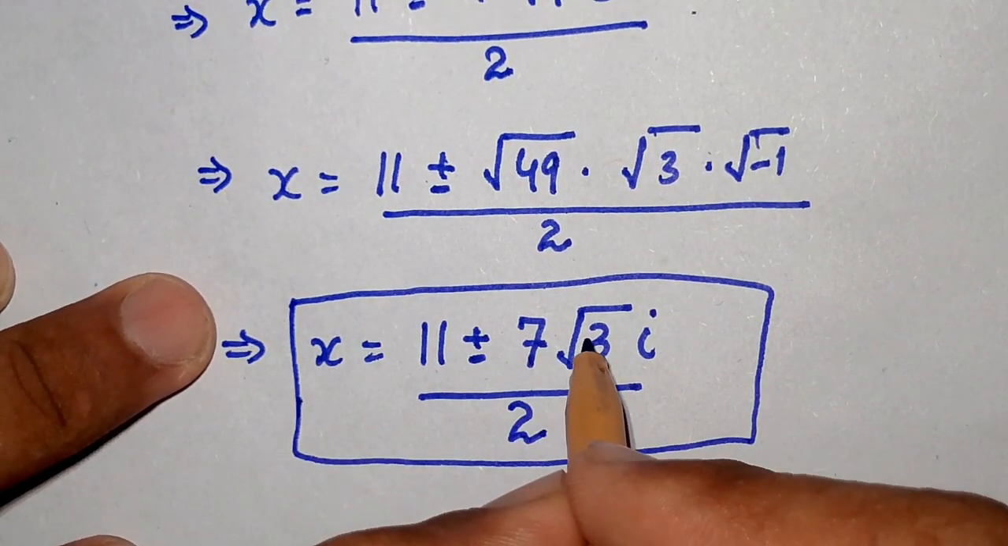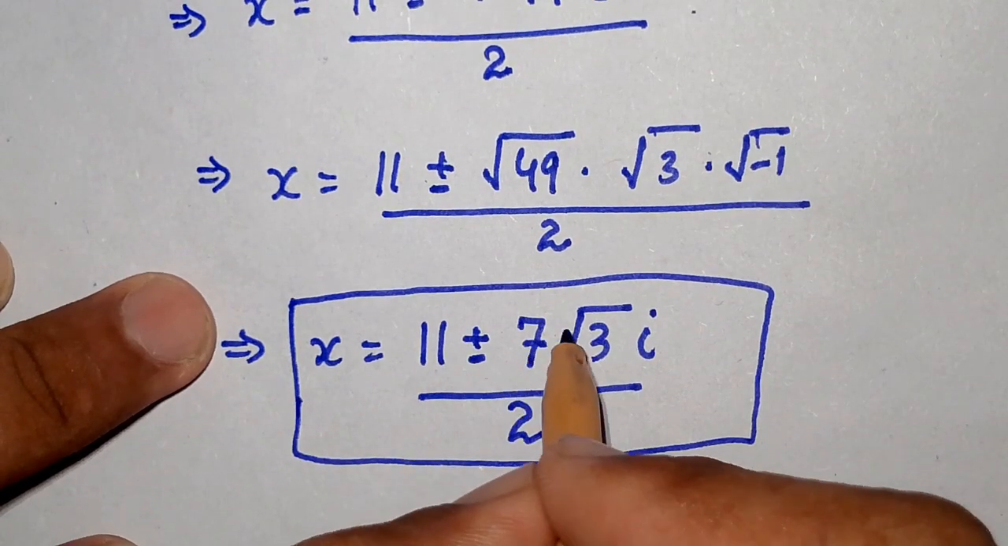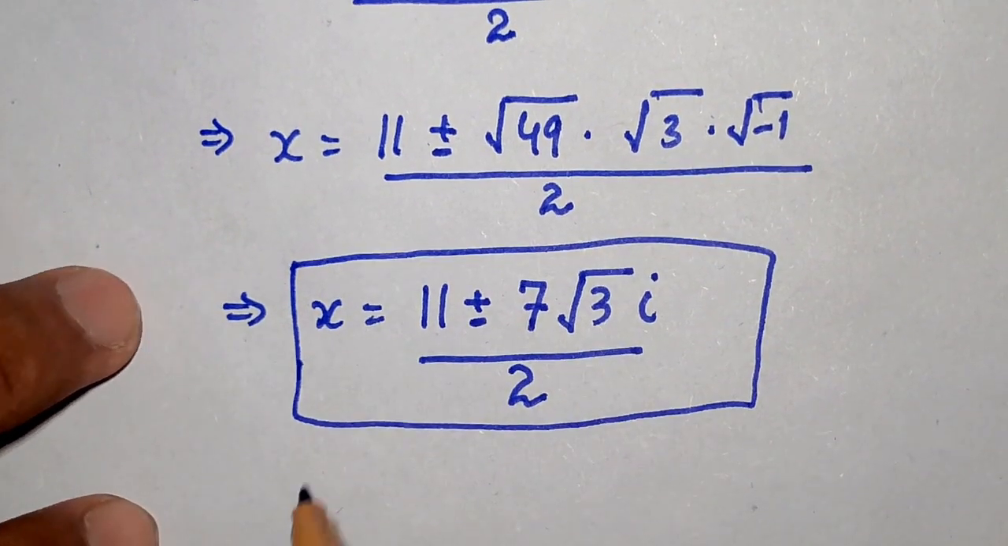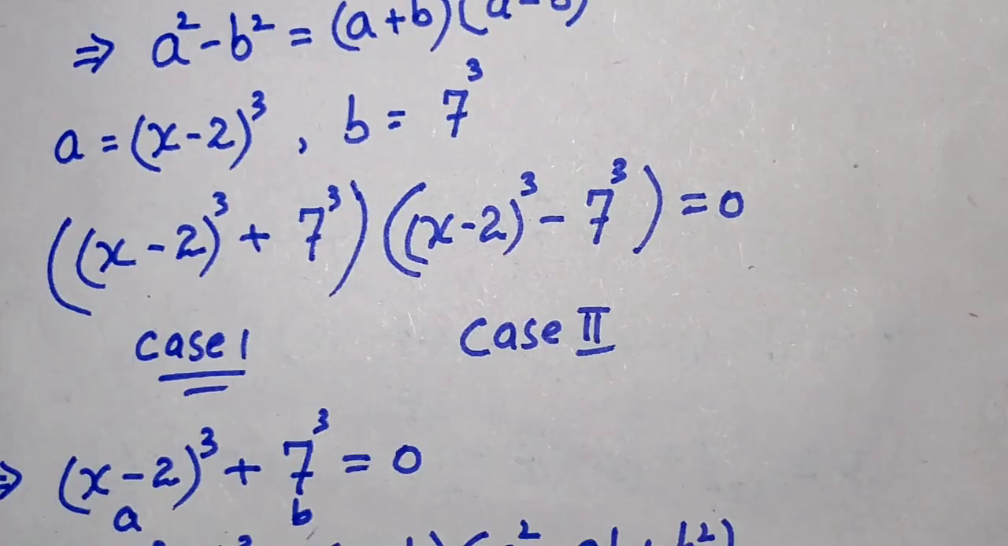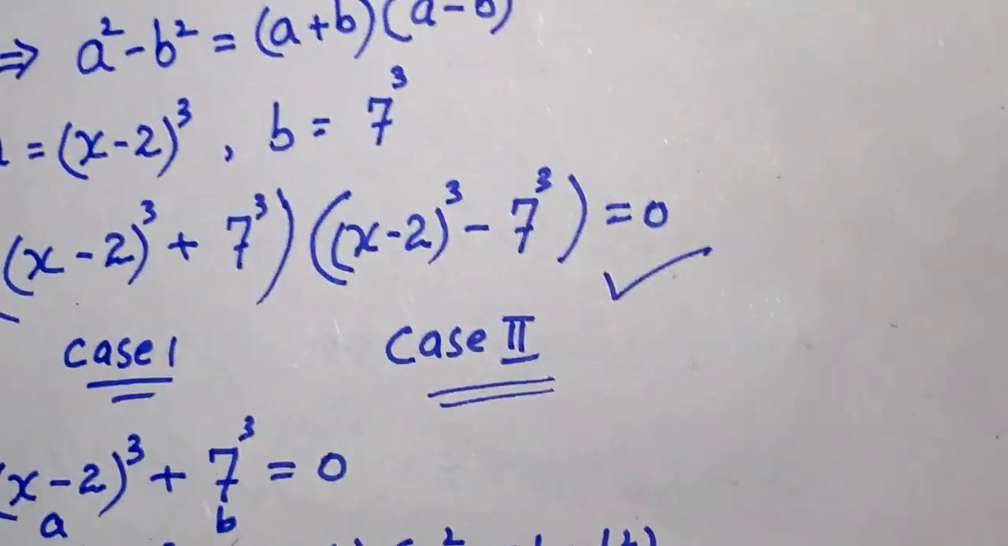x is equal to 11 plus 7 times square root of 3 i divided by 2, and x is equal to 11 minus 7 times square root of 3 i divided by 2. So these are the complex values of x. Now we have to solve case number 2. So now we are going to solve case number 2.